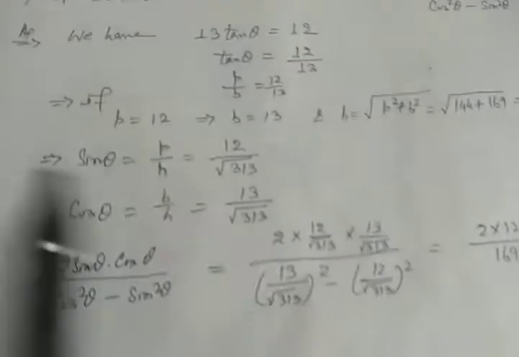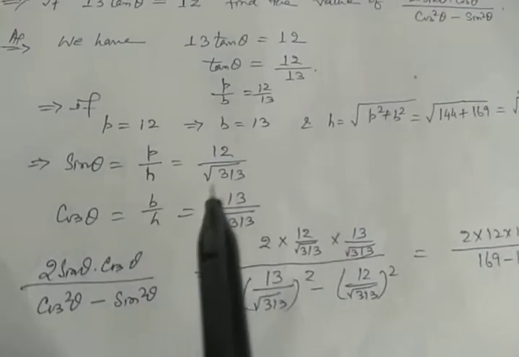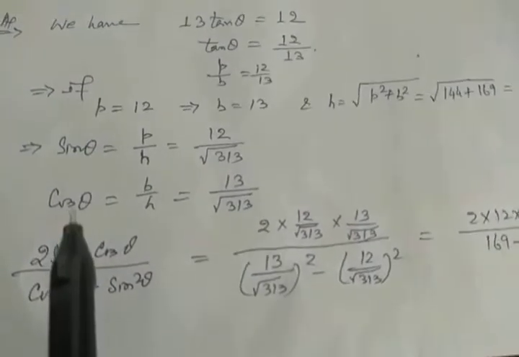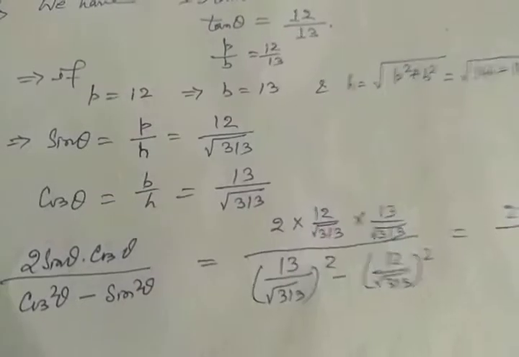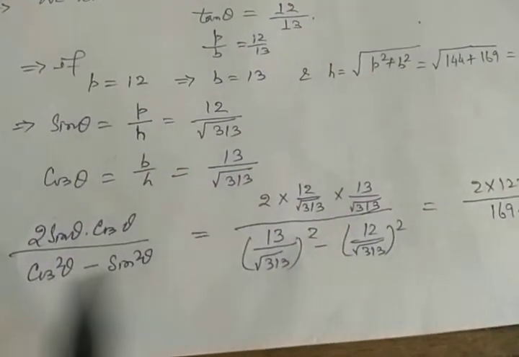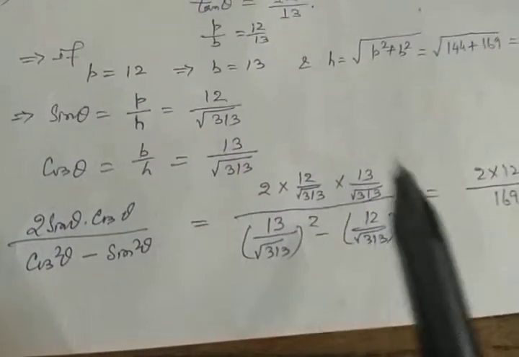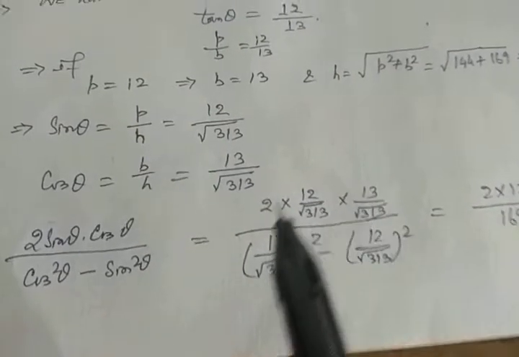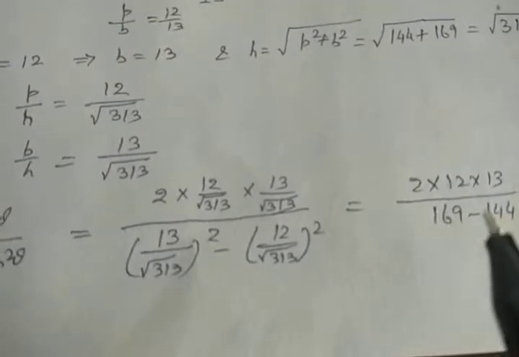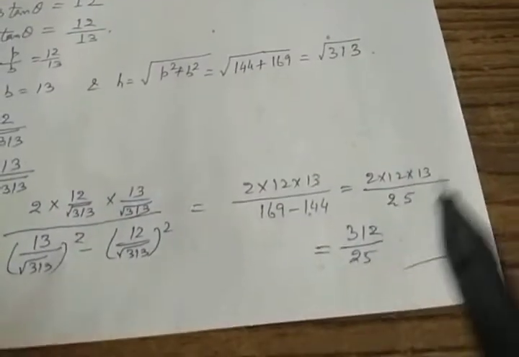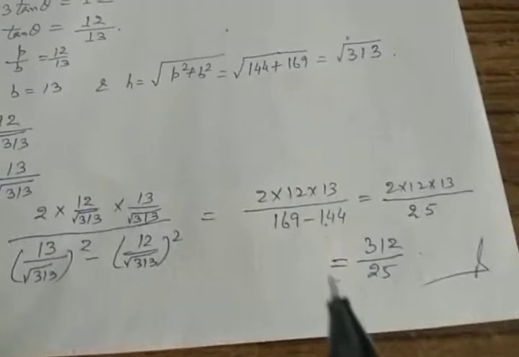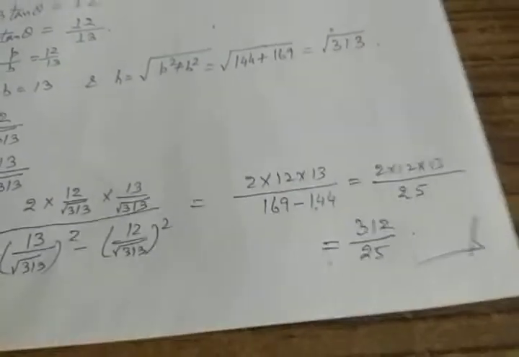Now calculate the values of sine theta, P by H, that is 12 by root under 313, and cos theta, B by H, it will be 13 by root under 313. Now take the expression 2 sine theta cos theta by cos square theta minus sine square theta. Put all the values and try to simplify. Is it clear? It will be simplified like this, and you will get the answer 312 by 25. That's all. Let us proceed to the next type of problem.